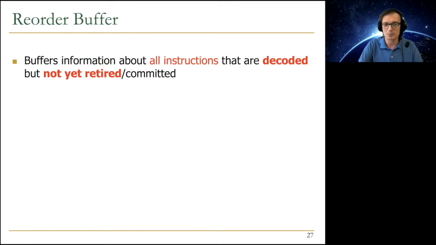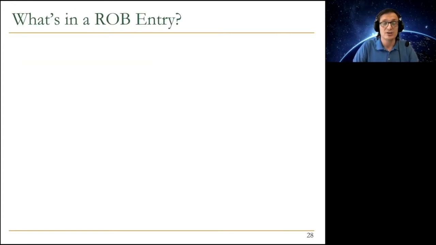We're going to go into a little bit more implementation detail, which is going to be important when we talk about out-of-order execution as well. Reorder buffer buffers information about all instructions that are decoded but not yet finished, retired, or committed. Remember, we said retired means updated in the architectural state. So let's talk about what's in a reorder buffer entry.